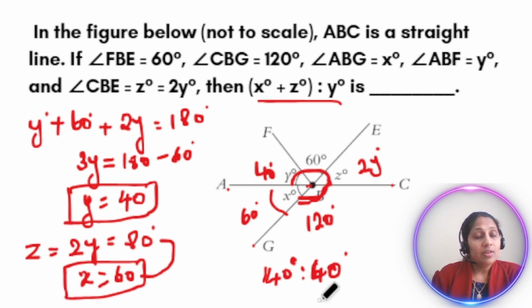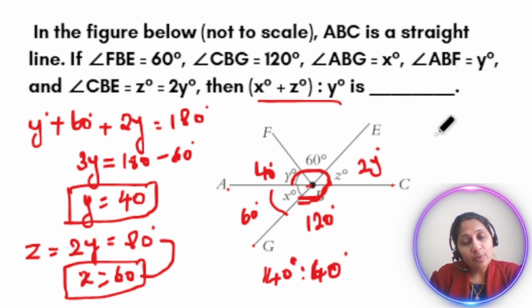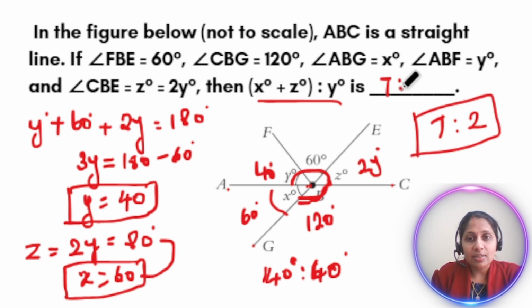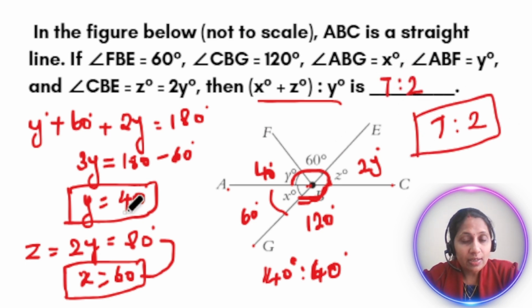So here you can leave it as such, but since it is a ratio, we have to produce it in the simplest form. So what is the simplest form? It again comes in our 20 table, right? So 7 times this is 2 times. So 7 is to 2 is the right answer. I hope you are clear.